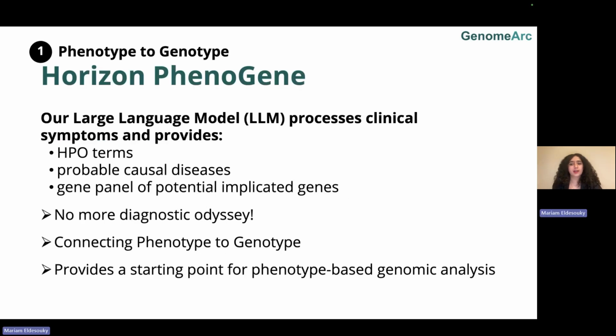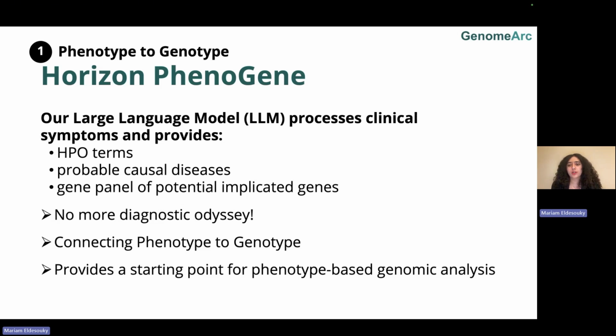So for the first point, phenotype to genotype. We have something called the Horizon Phenogene module. We have a large language model that processes clinical symptoms and provides three things: HPO terms, probable causal diseases, and the gene panel of potential implicated genes. So here the main thing is that we made a survey before, and a lot of people have mentioned that one of the main things that complicates the variant interpretation process is the lack or inability to connect the clinical indications in the patient with the genomics or with the variant interpretation process.